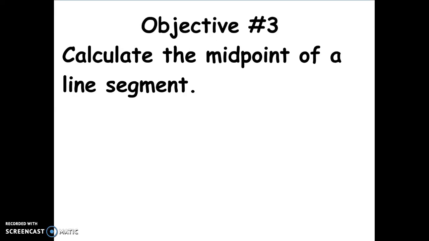Now we are on our last lesson for partitioning line segments. Objective number 3, calculate the midpoint of a line segment. Please take a moment to write this down in your notes. There is an actual midpoint formula that you can use to find the midpoint of a line segment.